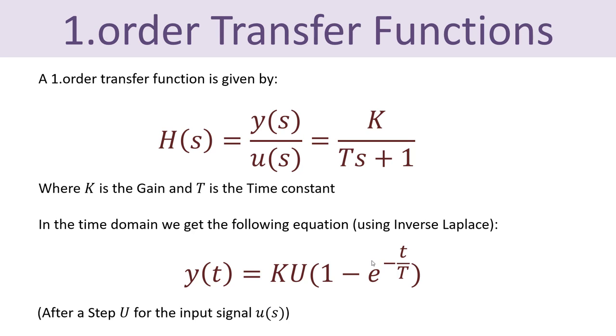So let's start with the first order transfer function. So here you see a general first order transfer function, and it is given on this general form, where we have K, which is the gain of this transfer function, and then we have T, which is the time constant. So this is the first order transfer function in the Laplace plane, where s is the Laplace operator, and we can solve this transfer function and convert it to the time domain using inverse Laplace, and then we will get the following solution, where y(t) equals K multiplied with u, and u in this case is a step of the control signal, which is the input to the transfer function, then multiplied with 1 minus e to the power of minus t divided by T, where T is the time constant of the system.